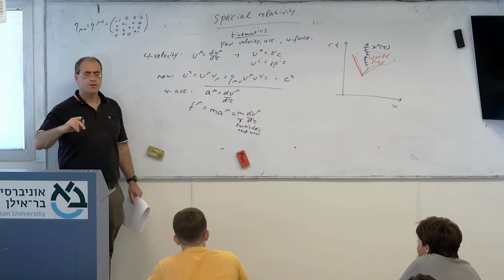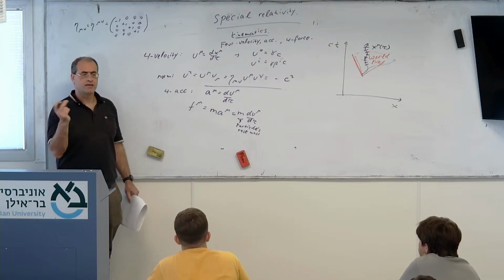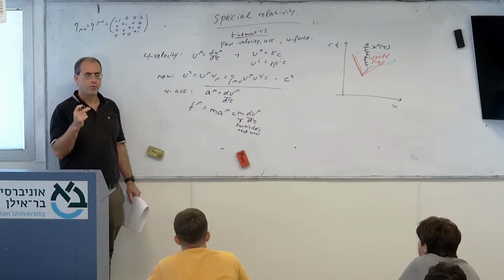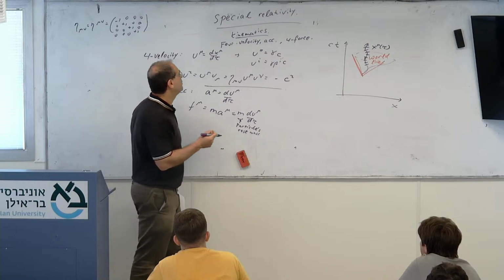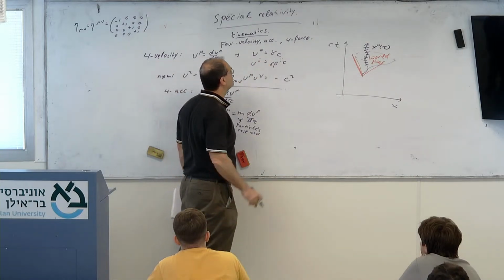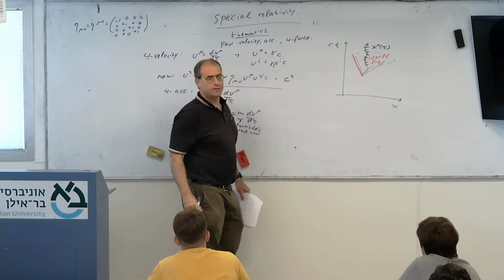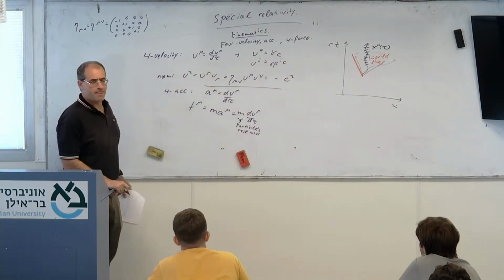When the velocities are not relativistic, what is gamma? 1, right? Beta approaches 0. So we get u0 is constant, it's c, and ui is just the velocity. We retrieve the Newtonian result.